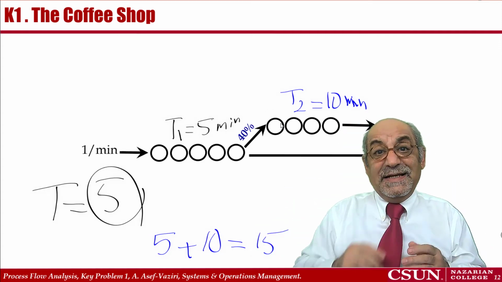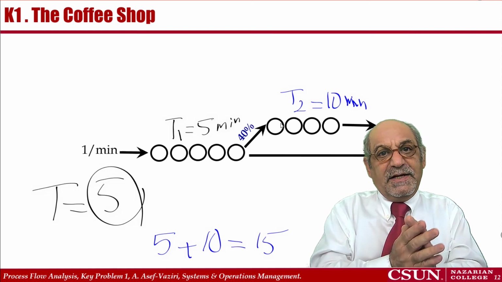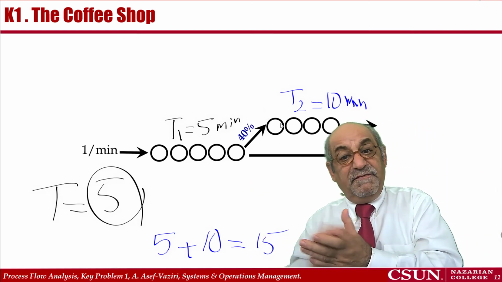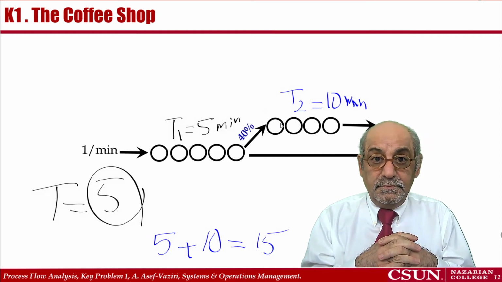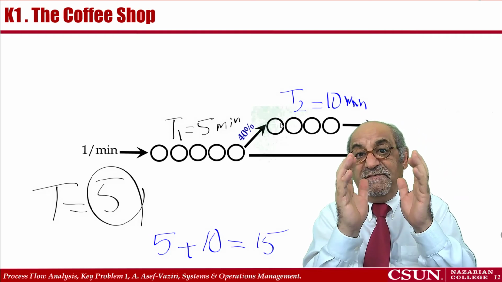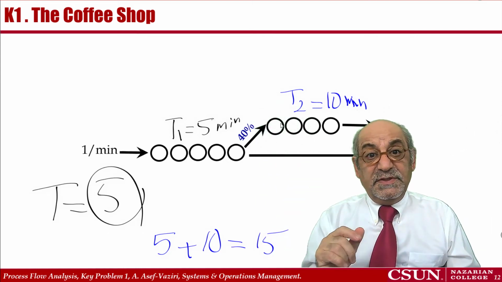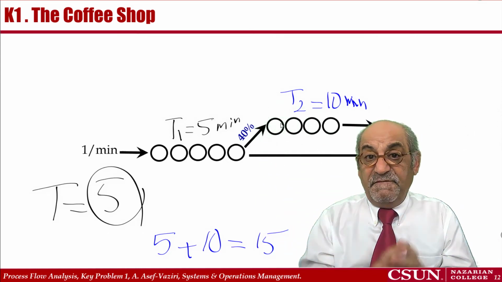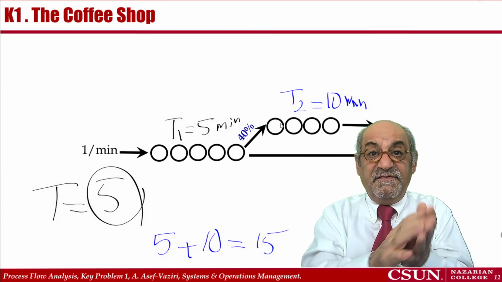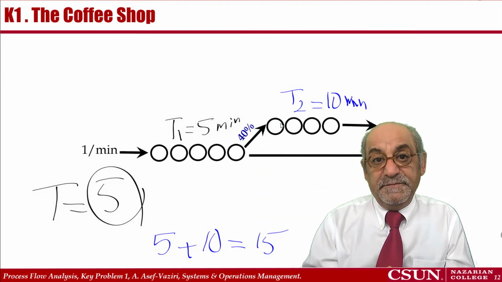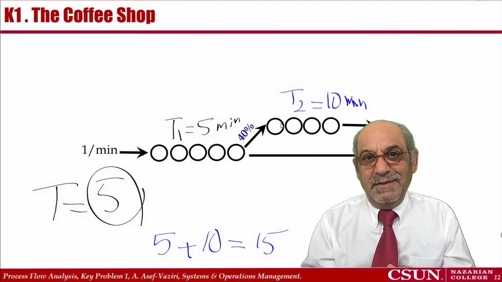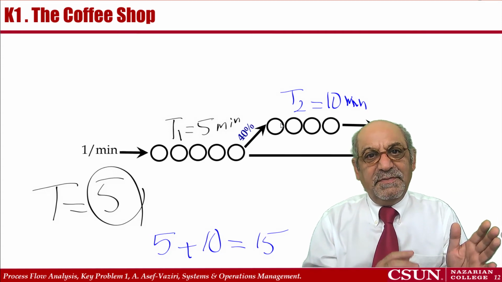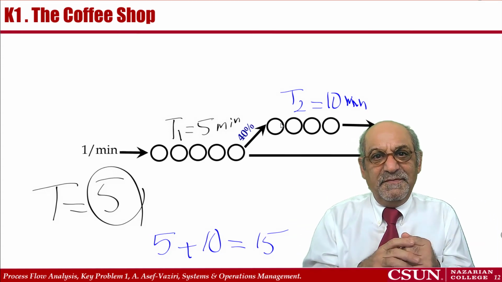Therefore, we do have two classes of people. One group get black coffee or something close to that and leave in 5 minutes. The other, after staying 5 minutes in the first line, go to the second line, and they will also be there for 10 minutes, and therefore it takes them 5 plus 10, 15 minutes to leave. How long does it take a customer to come into this system, get what he or she wants, and leave?